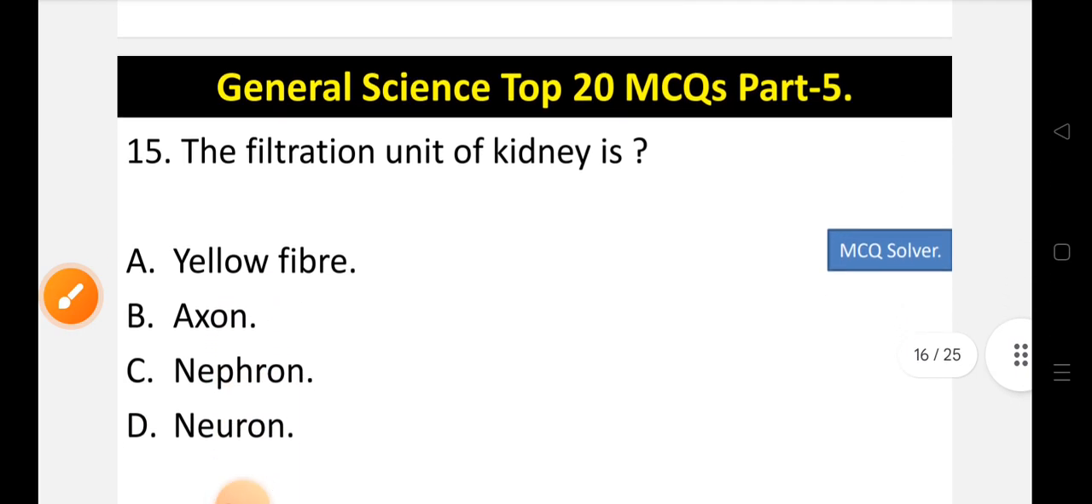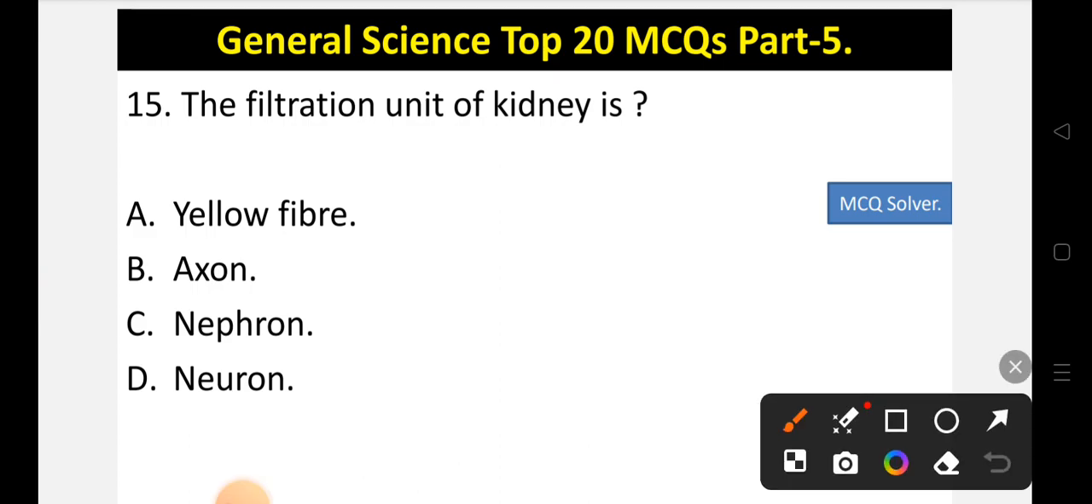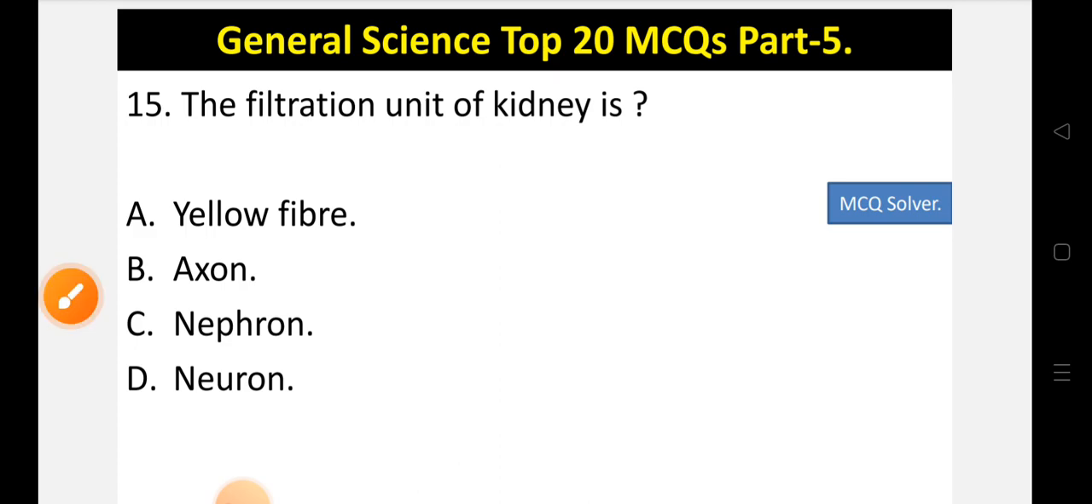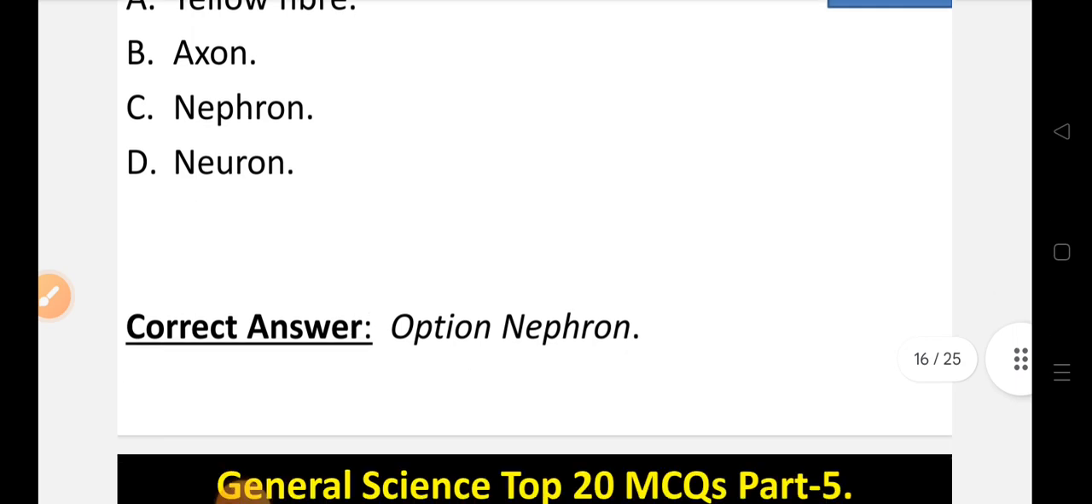Now let's move to question number 15. The filtration unit of kidney is, the correct option is option C, that is nephron. So nephron helps in the filtration process, and it is because of nephron only the waste materials are left behind, and it is carried forward for the discharge. So nephron is present in kidney, so C is the correct option.